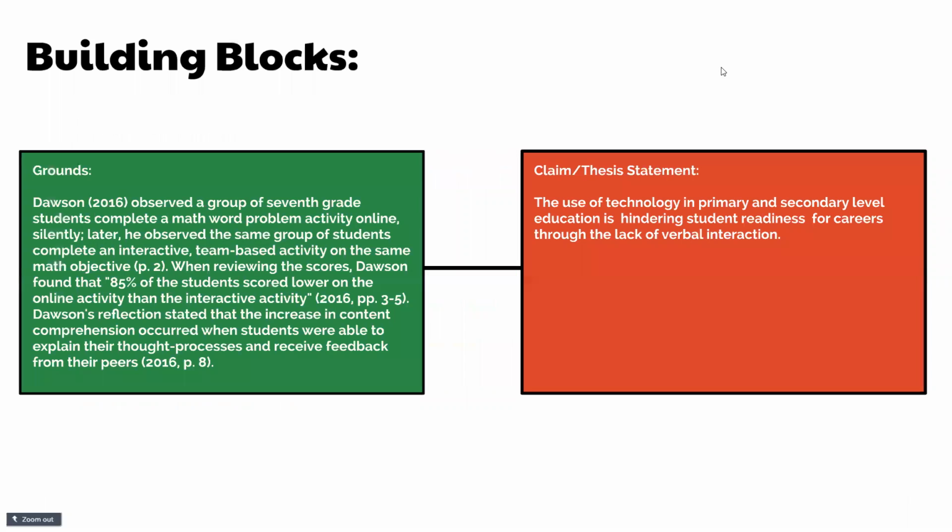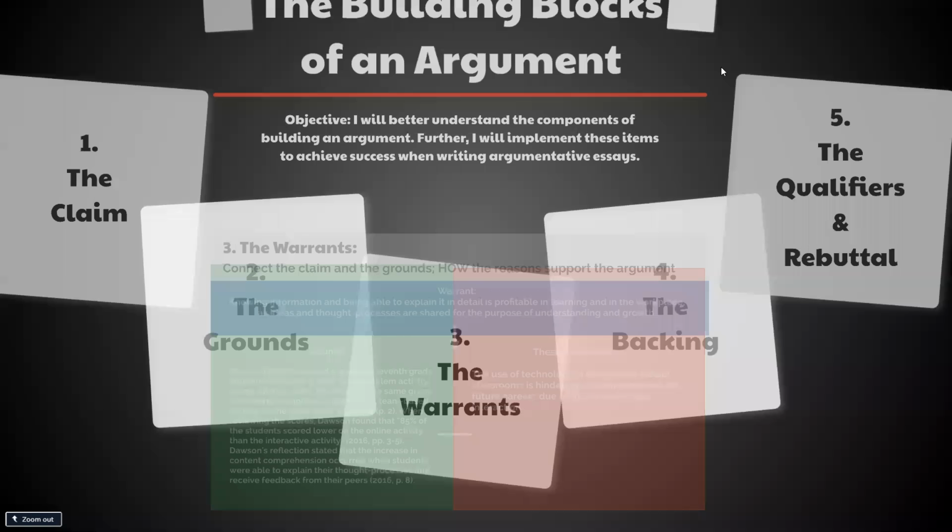I want you to also see the grounds and the thesis statement as building blocks. I want you to see them together and how they connect. And so, quick recap of Dawson's observational study, he observed 2 activities. One, technology, completely independent, and the second, a communicative, interactive, team-based activity. 85% of the students scored lower on the online activity than the communicative activity. And so in reflection, Dawson found that the content comprehension increased when students were able to communicate their ideas and thoughts. And so that's how the grounds and the claim work together. However, we need a statement to connect the two. So we're going to find that in our next building block, which is the warrant.